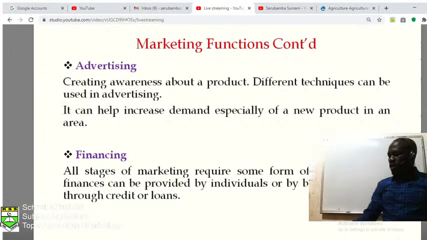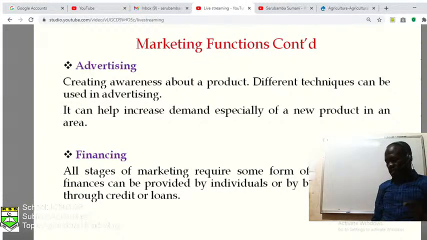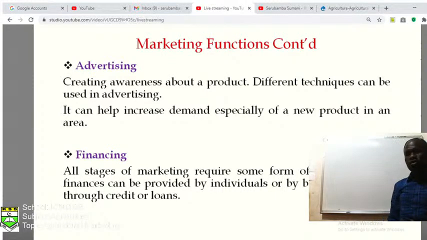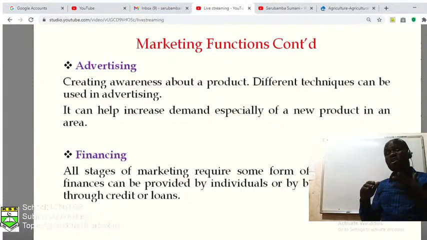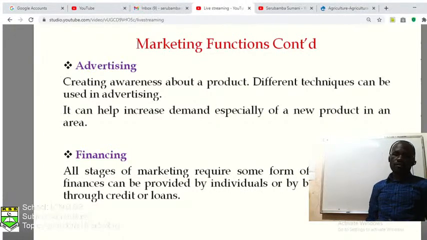Now, this financing as a marketing function is very key because it supports all the other marketing functions, because all the other marketing functions may require money. So without proper financing, you cannot carry out the other marketing functions that we listed above. I want you to realize that at all stages of marketing, money is involved. Finance is required. You need to put in money.